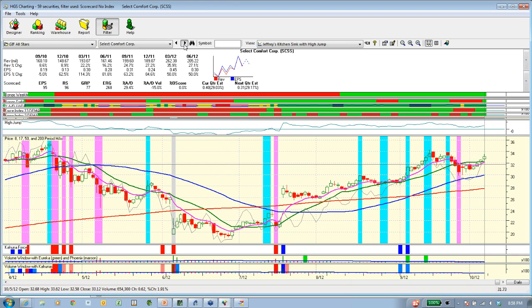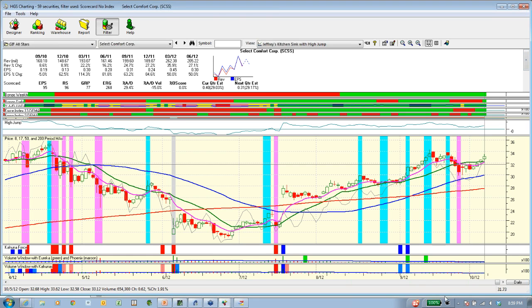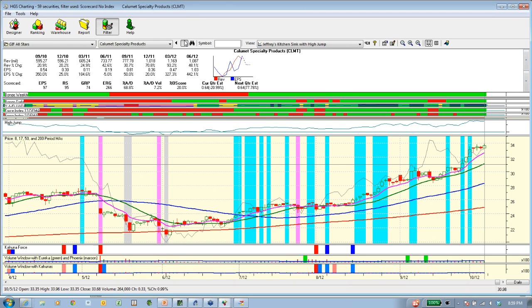Select Comfort, this one gave us a gift when its competitor, I can't remember what their competitor's name is, it's not Serta. One of the other, Tempur-Pedic had a bad announcement. The stock pulled back to 19. It's nearly doubled since that time. It's got great earnings per share growth, trades at less than its growth rate of PE, less than its growth rate, which I like to see. Pulled back, looks like it might be getting ready to run.